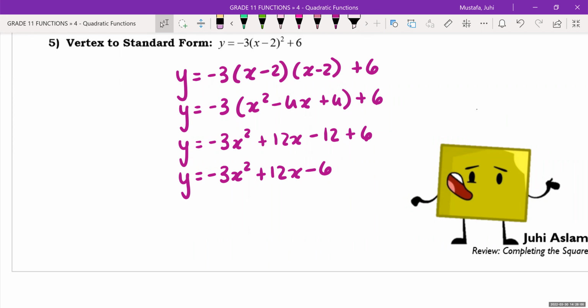All right. I'm going to stop this here. And that's the end of completing the square.